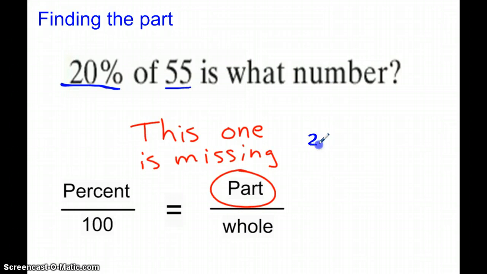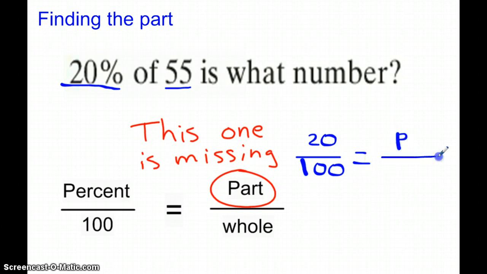So we know 20 over 100, because it said 20%. So 20 over 100 equals, we don't know what the part is. I know it's confusing, but I'm using P again, this time for part. I know we used P for percent, but we're going to use P for part here, and 55 is our whole. Now what we have to do, obviously, is cross multiply and divide.